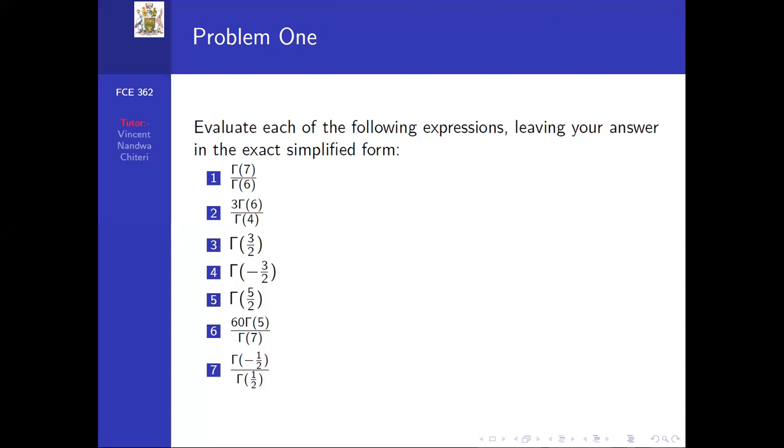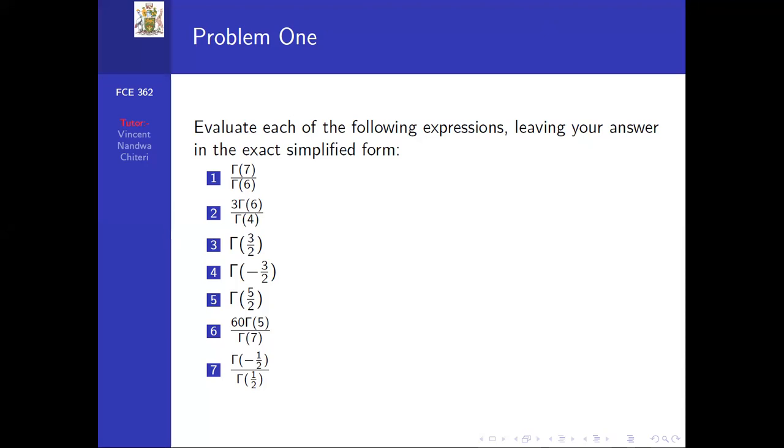So in this question, we are asked to evaluate the given expressions, leaving our answers in the exact simplified form. So the first part of question 1 is to find the value of gamma of 7 divided by gamma of 6. And then part 2 is to find the value of 3 gamma of 6 over gamma of 4. Part 3 is to find the value of gamma of 3 over 2.